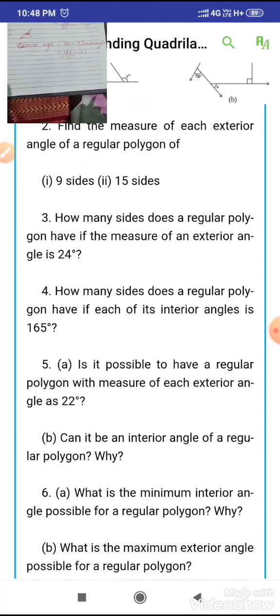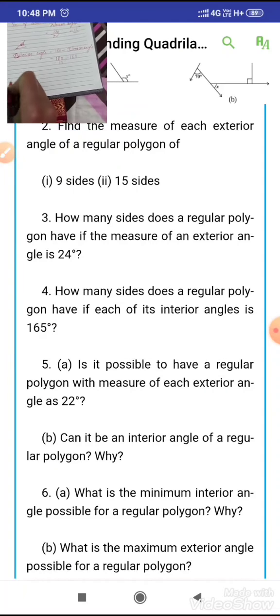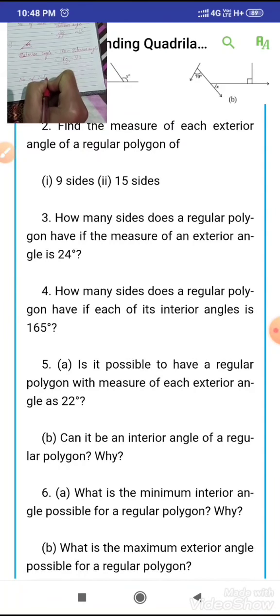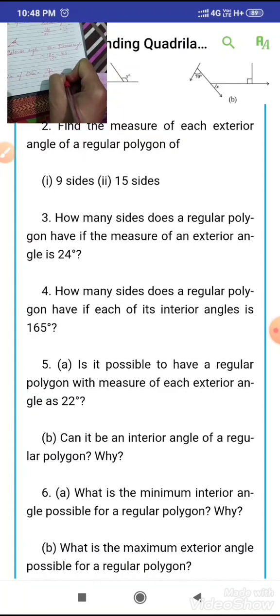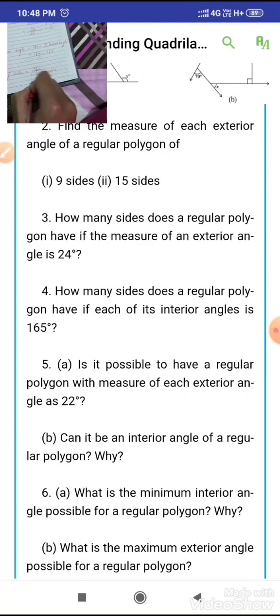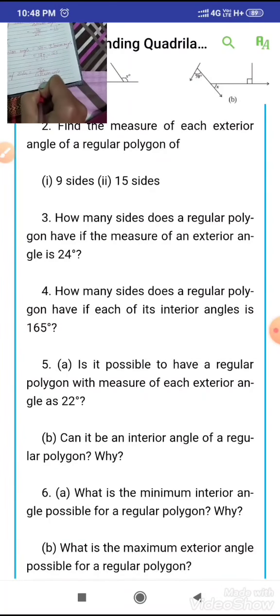Now apply the formula for finding the number of sides. So the number of sides is 360 upon the exterior angle, 360 is divided by 15, and our answer is 24 sides.